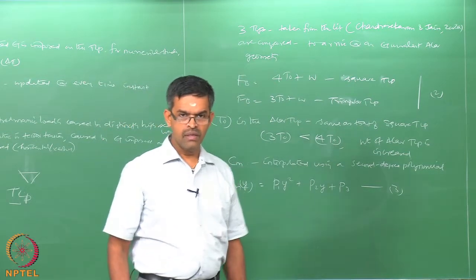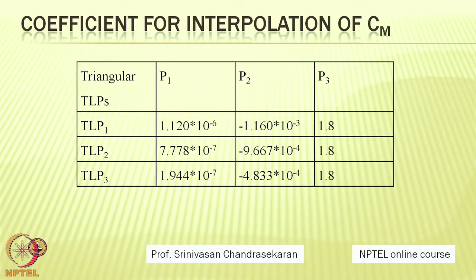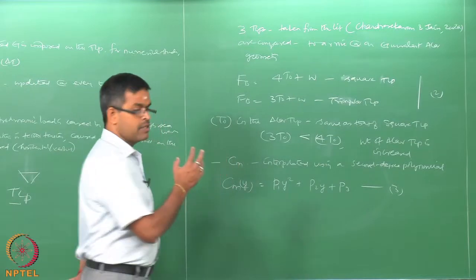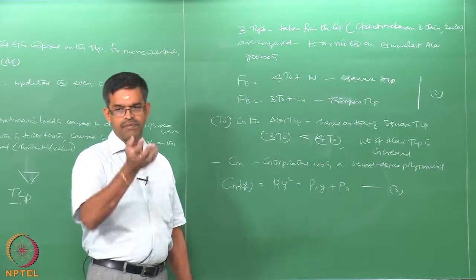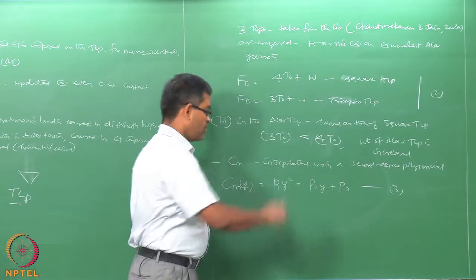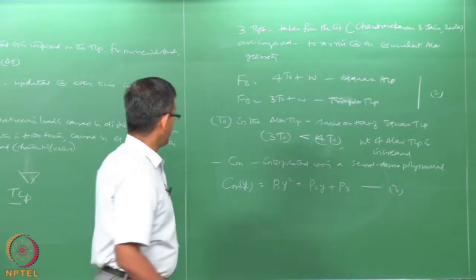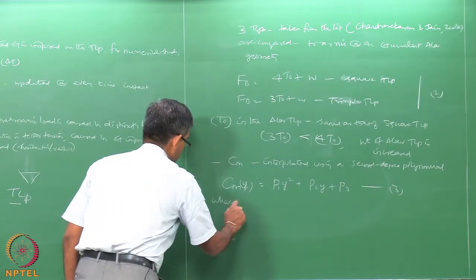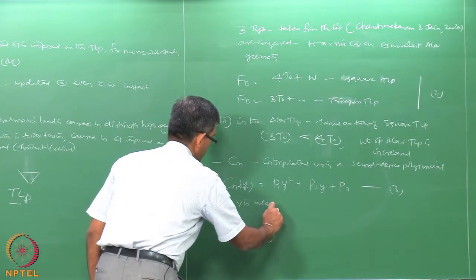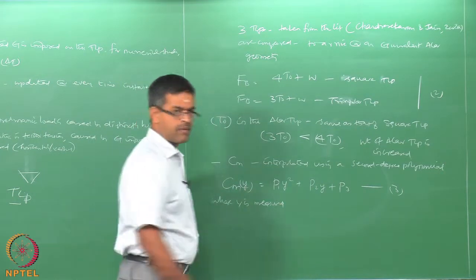Please look at the screen, you will know the different coefficients P1, P2 and P3 which are used to calculate Cm as a function of depth, which are used for different TLPs are given here. Okay. So, the hydrodynamic inertia coefficient is also varied along the depth as a second order or second degree polynomial as shown in the equation here. In this case, y is measured from the seabed.